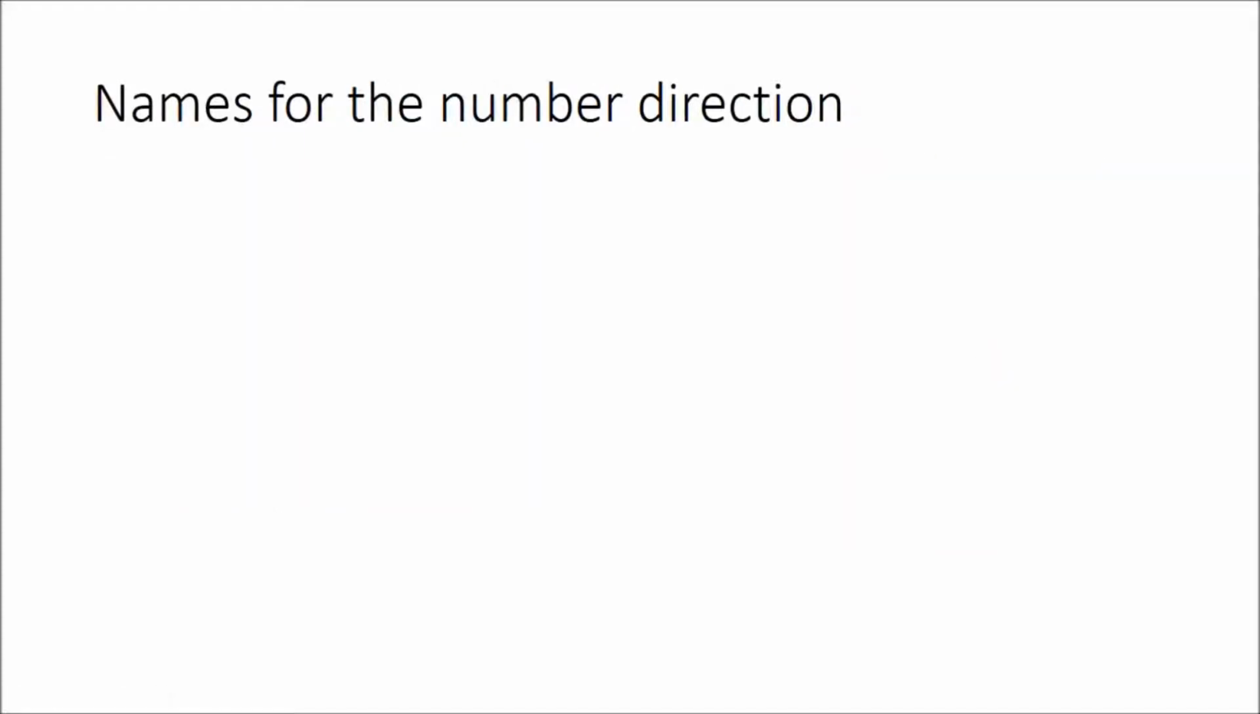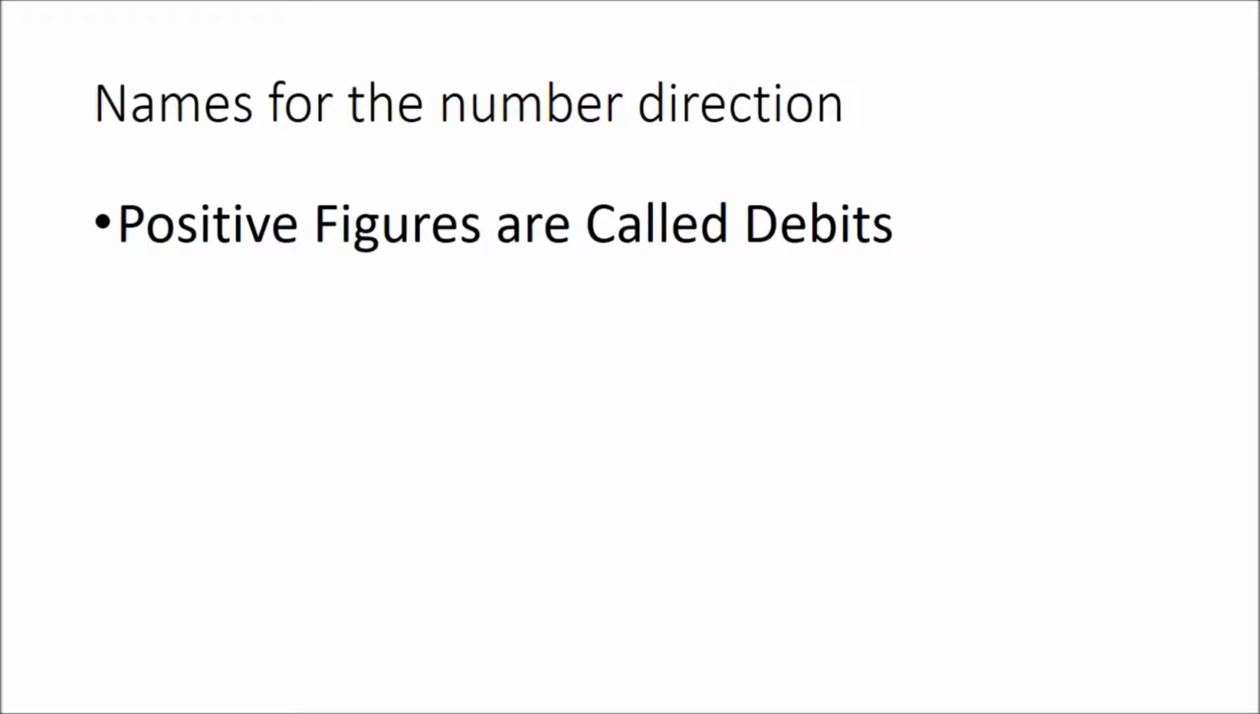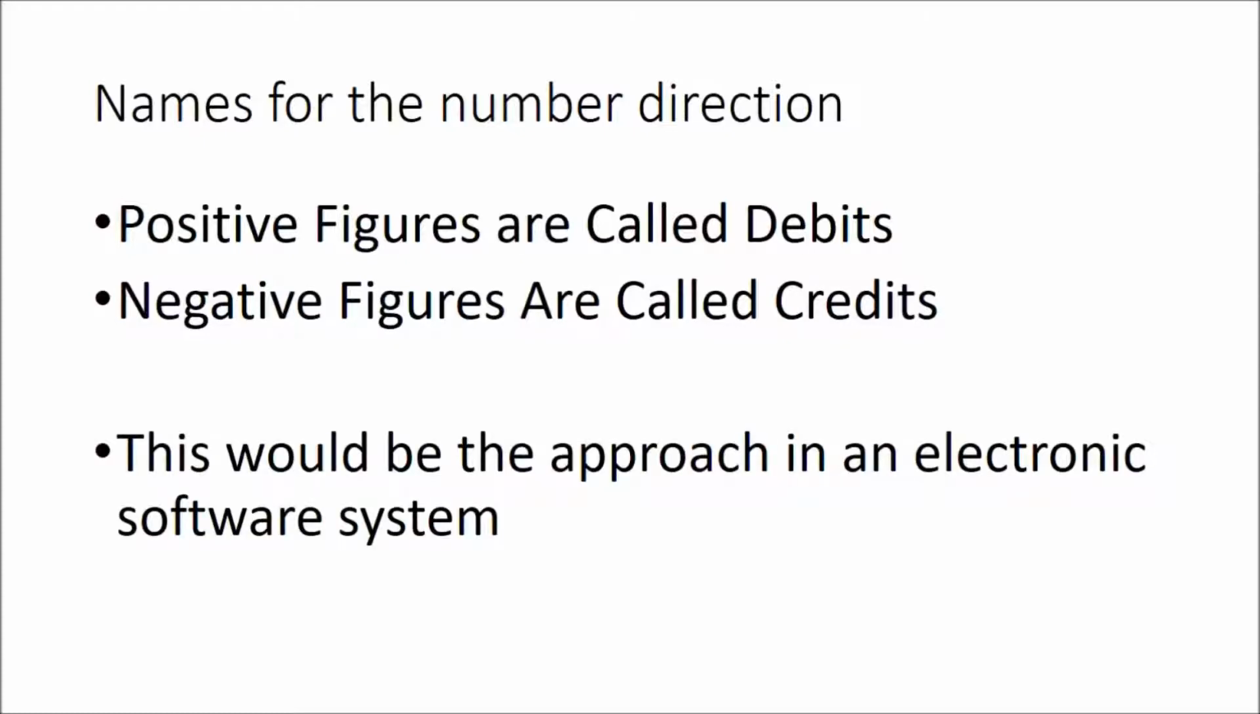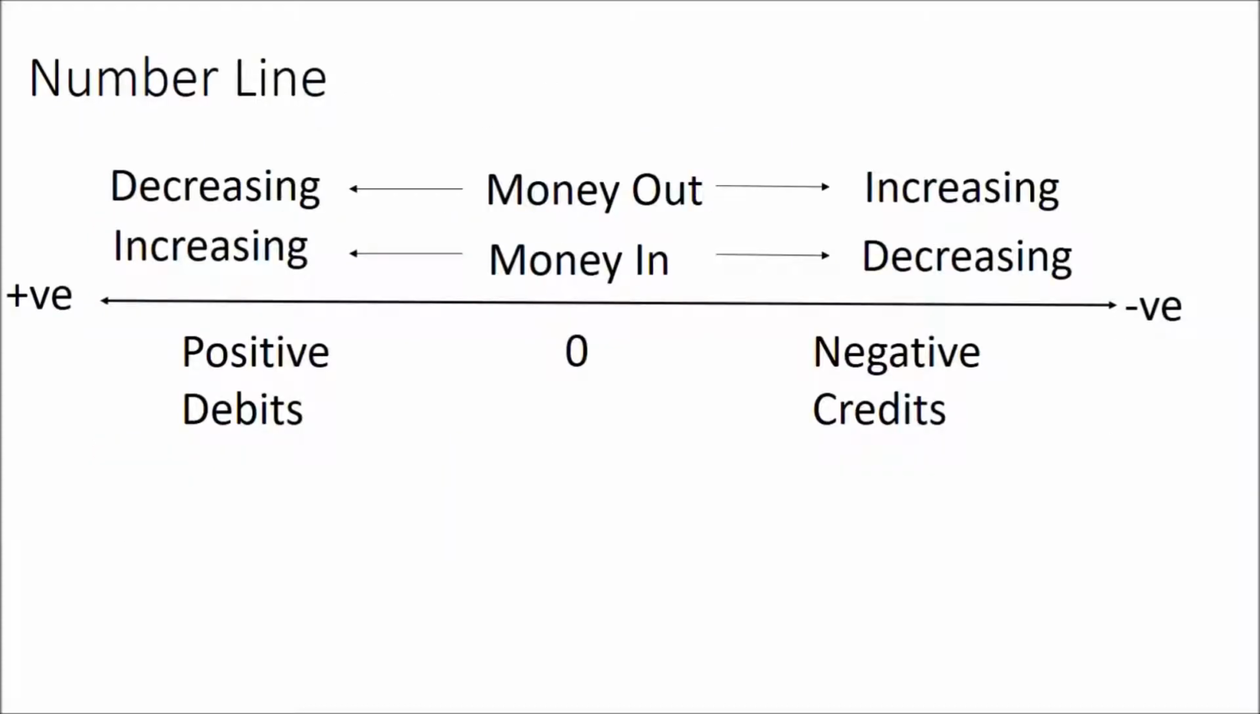So we have names for these number directions. Positive figures are called debits, and negative figures are called credits. And this would be the approach in an electronic software system where you would actually see pluses and minuses, unlike what you've seen in a manual system. So in this electronic system where we have our positive money, and we also have our negative money, we still have this idea of money out decreasing, which would be positive. Money out which is increasing would be negative. Money in increasing would be positive. Money in decreasing would be negative. There were positives and credits. Positive would be a debit, and negative would be a credit.